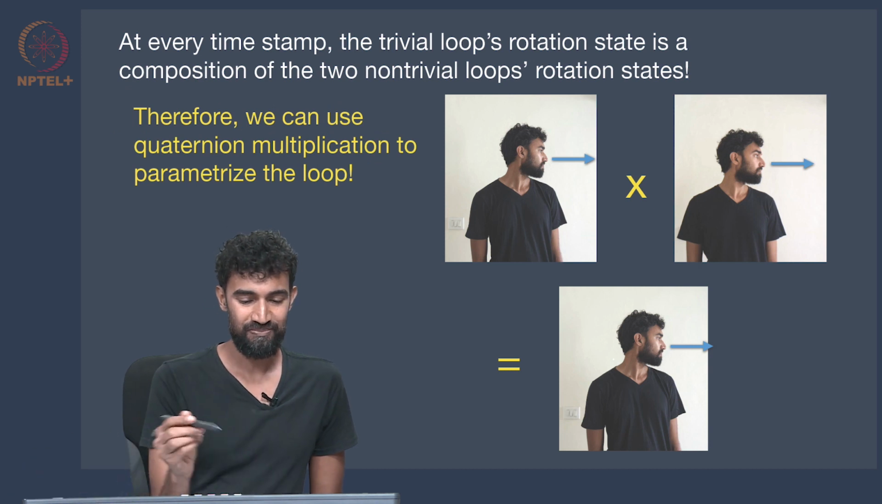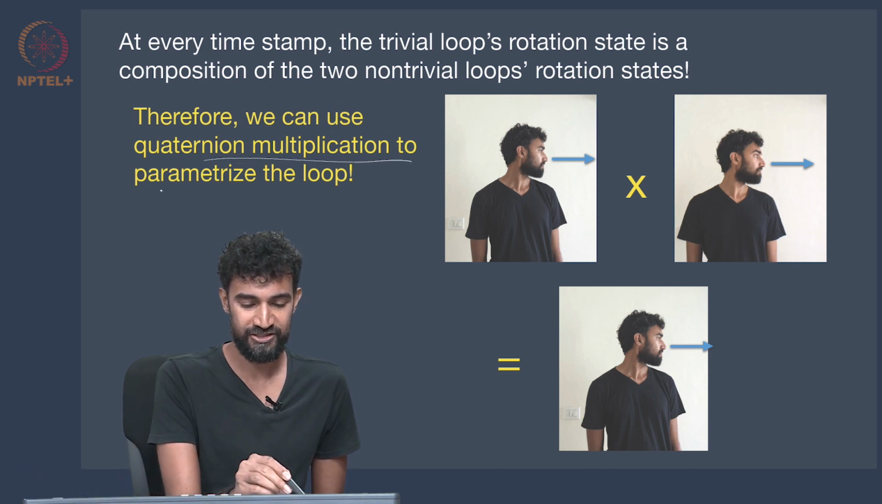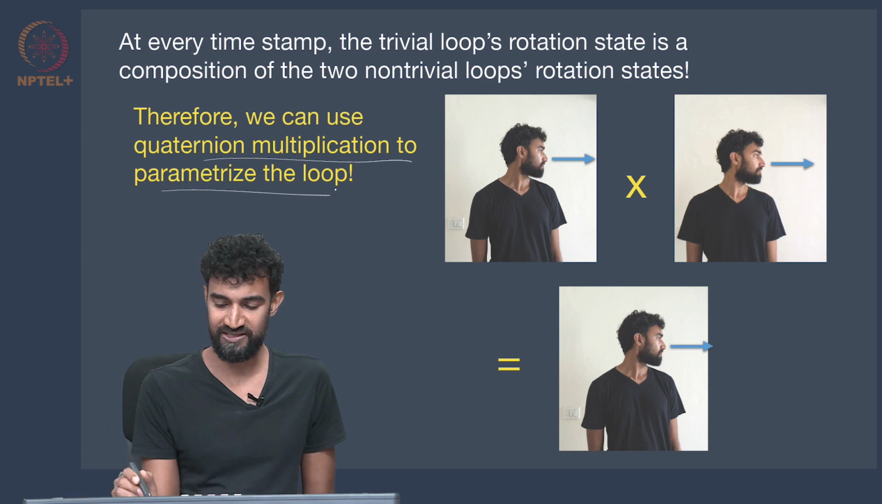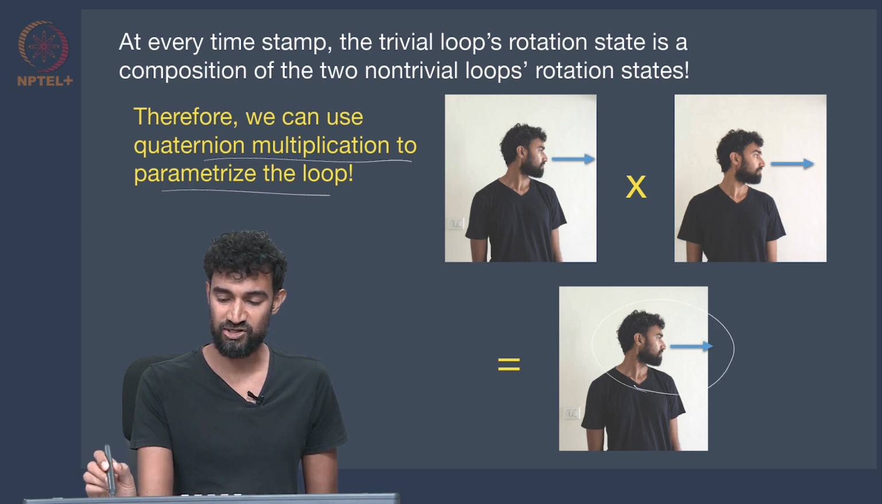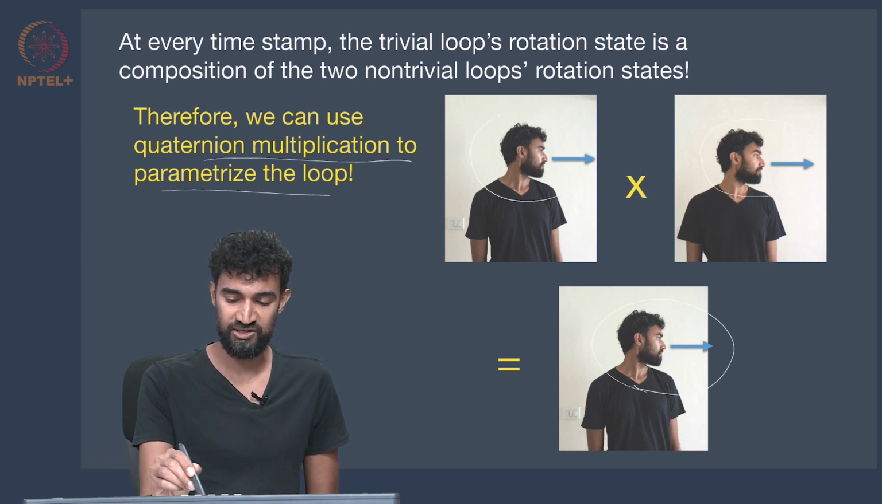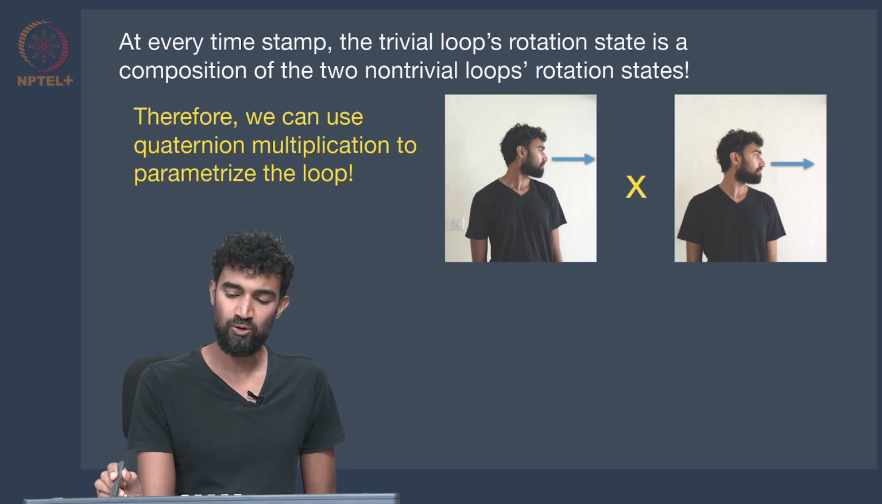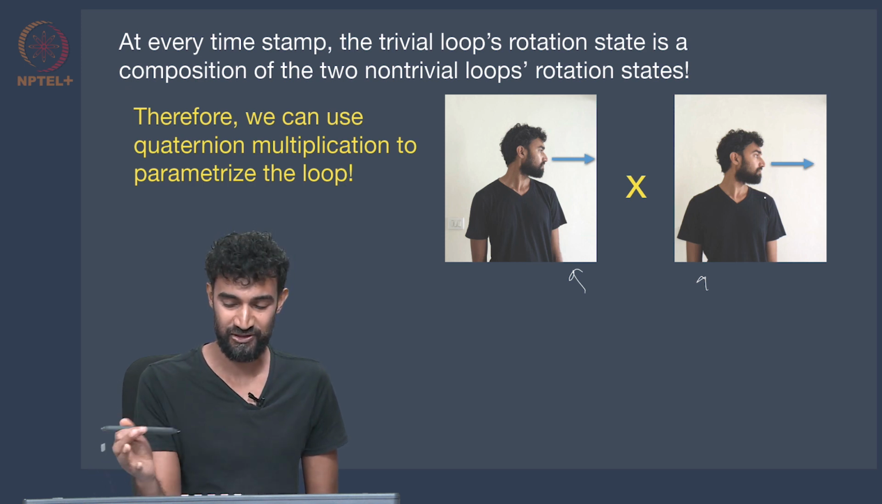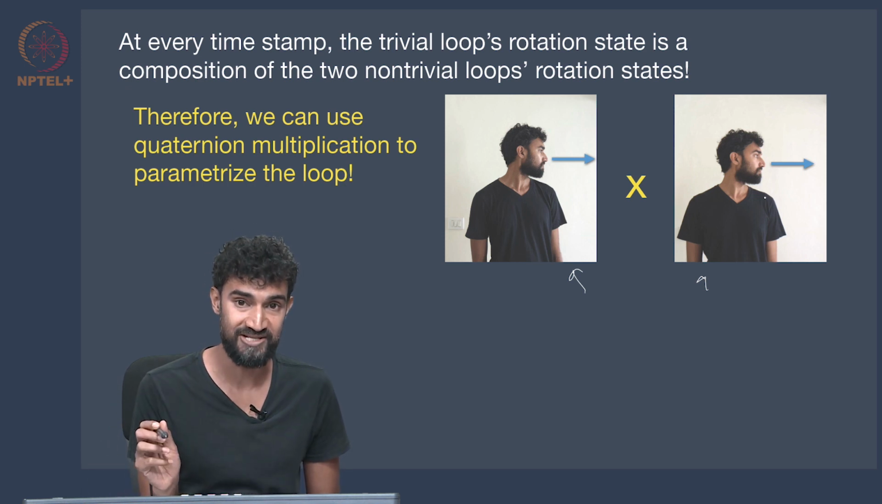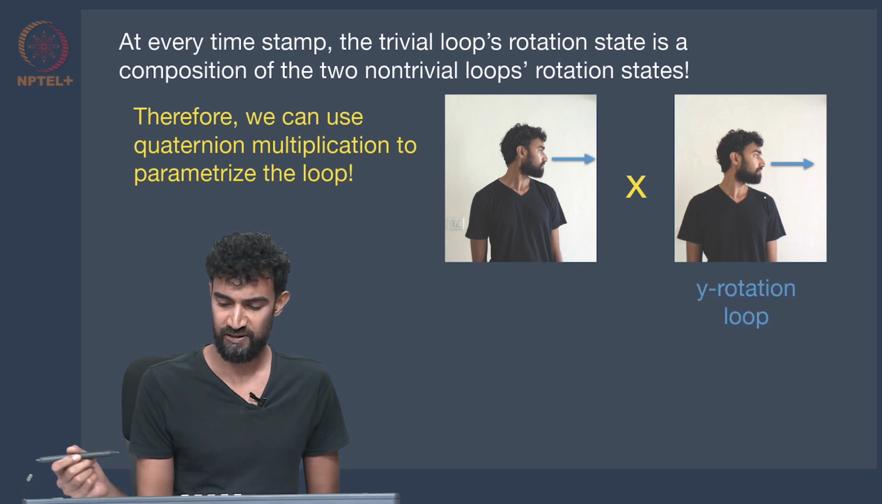Okay, so therefore, we can use quaternion multiplication to parameterize the loop. We can think of this rotation as the product of these two. If we can find the quaternion corresponding to this, it's just the quaternion corresponding to this times the quaternion corresponding to this. Well, we know the quaternions corresponding to these two at every step of time, because we can parameterize these two rotation loops. They're just simple non-trivial loops, and we already saw how to parameterize them with quaternions.